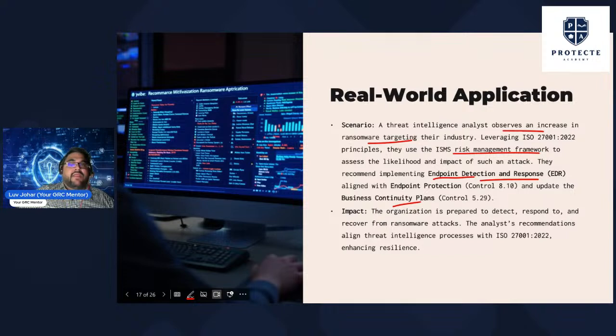You can never be 100% protected with any solution, but this is the day-to-day progress that you can make if you're trying to achieve a perfect balance of information security in your organization. This is how you can achieve it. So this is how it will be helpful for the threat intelligence analyst.